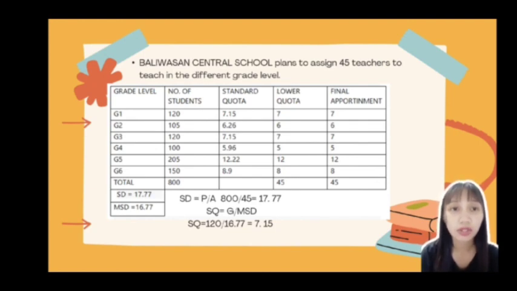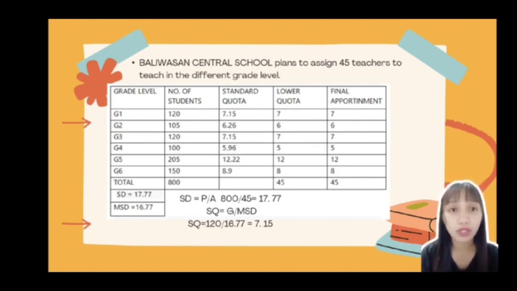In getting the standard quota, we need to follow the formula SQ equals G over MSD. The G stands for the number of students, and the MSD is our modified standard divisor, which I come up with as 16.77 using trial and error technique. Grade 1 is 120, divided by 16.77 is 7.15. Grade 2 is 105, divided by 16.77 is 6.26. We will continue this procedure to get the standard quota of each grade level.